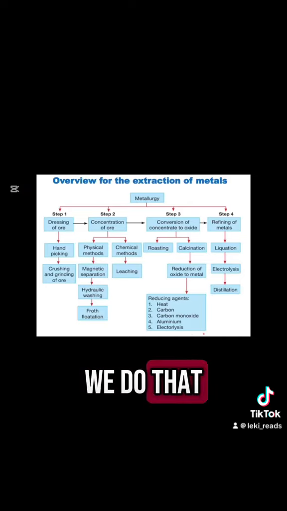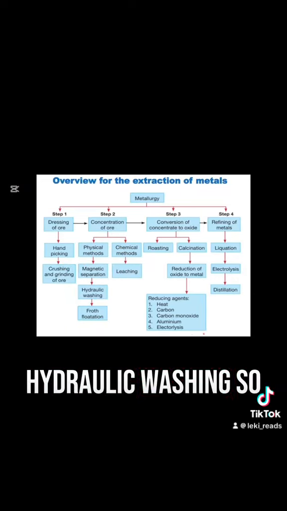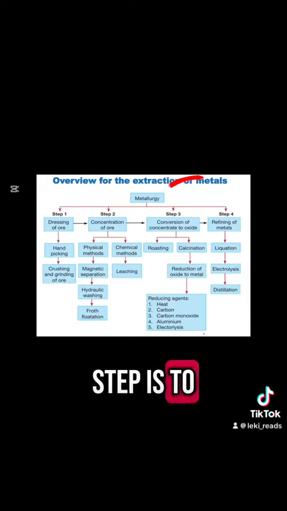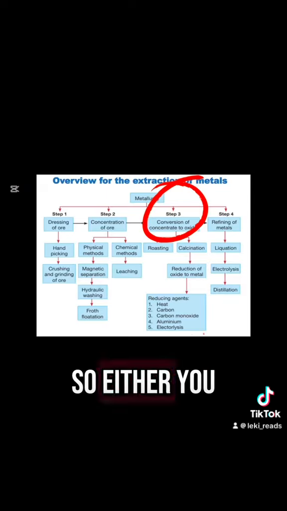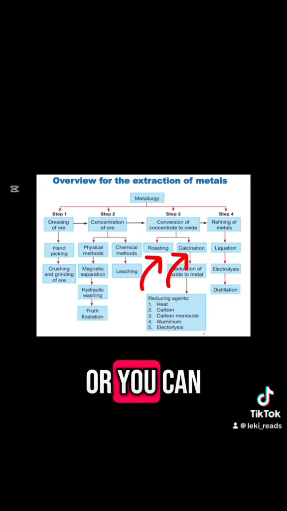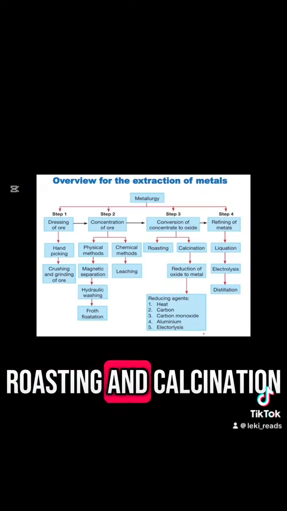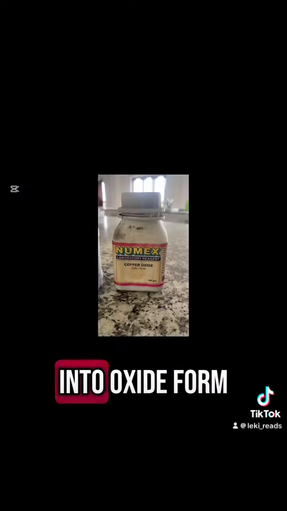Now, how do we do that? We can either use magnetic separation, froth flotation, or hydraulic washing. After that, you get the concentrated ore. Now, the third step is to convert the concentrated ore into oxide form. Either you can do calcination if it is a carbonate ore, or you can do roasting if it is a sulfide ore. So after roasting and calcination, you are converting the concentrated ore into oxide form.